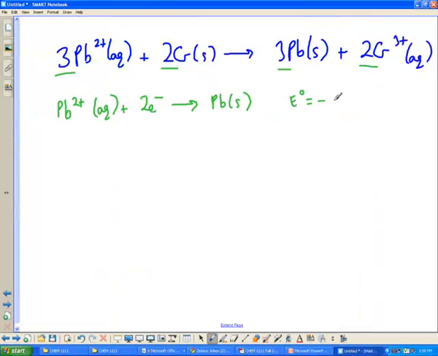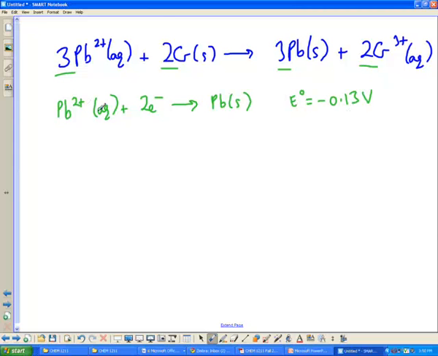That's negative 0.13 volts. The point that I was making here was, if I multiply this whole thing by 3 to get from 1 to 3 here, I don't make any change to my reduction potential. Simply because I'm not looking at the total electrons, I'm looking at the rate with which they're passing a certain point. So therefore the actual total amount is irrelevant.